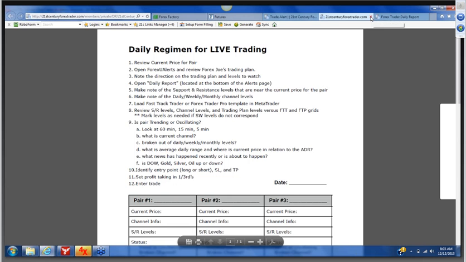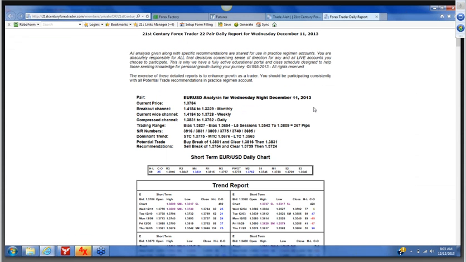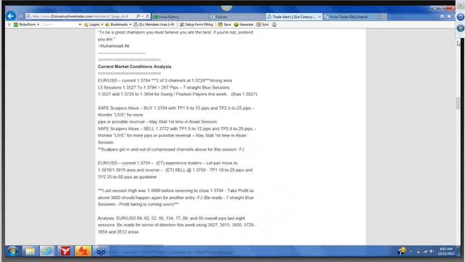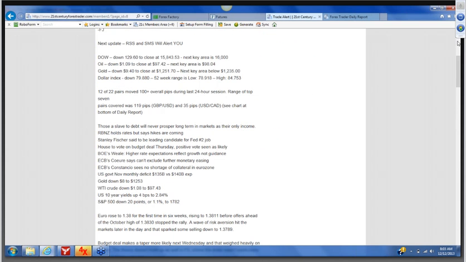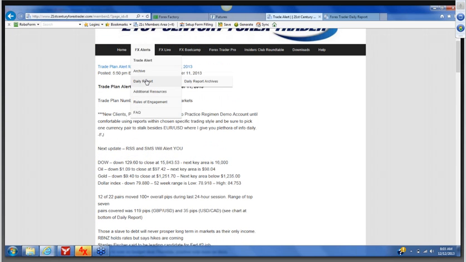Then you'll need your daily report as well from Forex Joe, which is also found in your members area. Just simply go to the menu bar, Forex Alerts, and then the daily report. And from there, you'll have all that information. So a couple of key items we need to have open, and then we can get started.